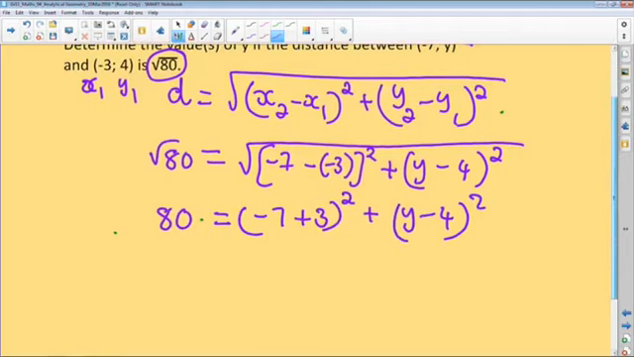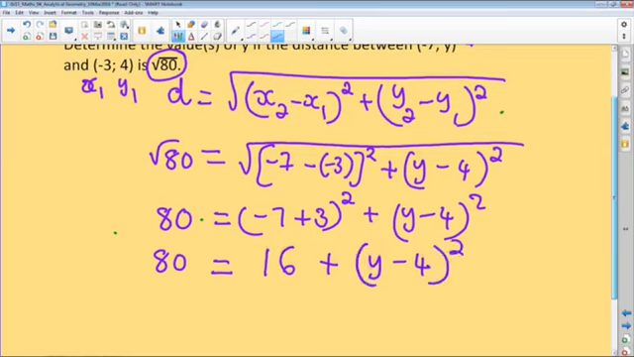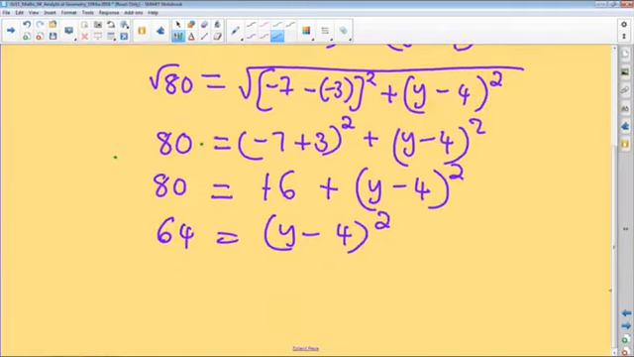Right, now let's fix this. This is 80 equals minus 7 plus 3, that's minus 4 all squared, that's 16, plus y minus 4 all squared. Then either you multiply out your y minus 4 all squared and factorize the trinomial and so forth, or you take this across, then you've got 80 minus 16, so 64 is y minus 4 all squared. And then how do you remove that square? You are going to take the square root on both sides.